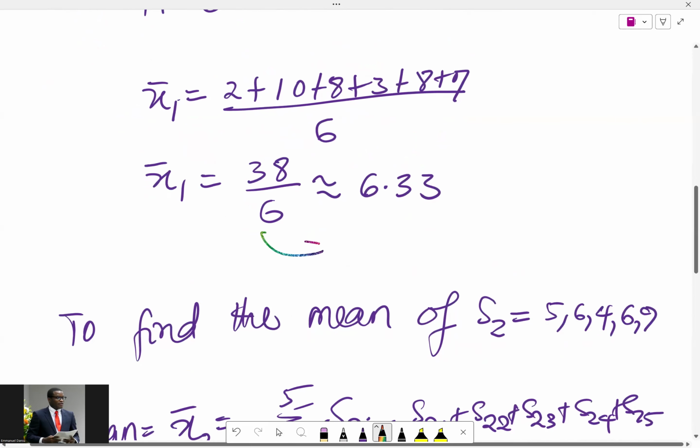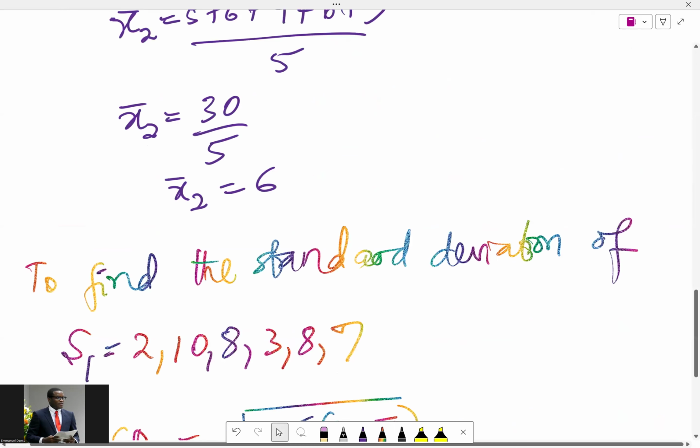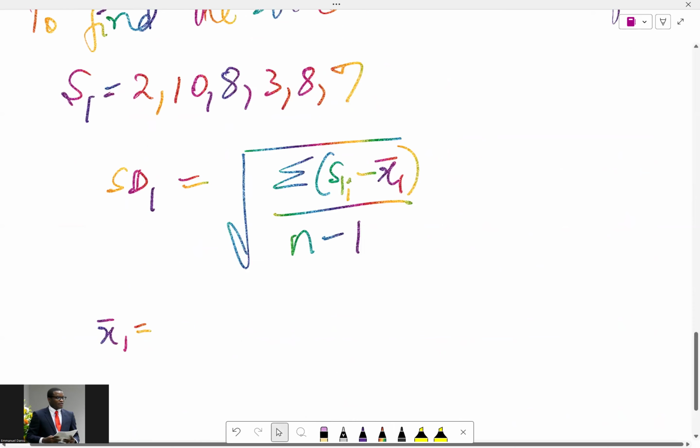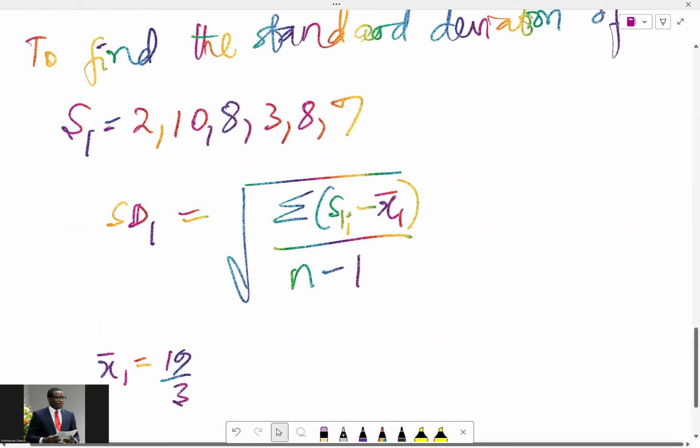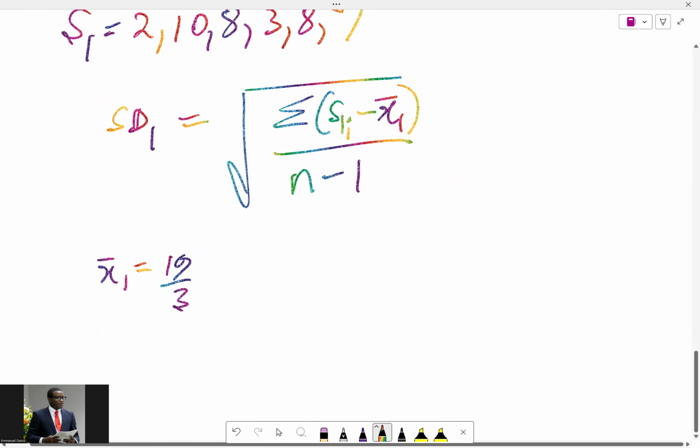What I mean is that I'm going to use X1 bar to be to the lowest common level. So 2 in 38 is 19, 2 in 6 is 3. So let me just use 19 over 3. So now X1 bar is 19 over 3. That's what I want to use here. And so that's 19 over 3 there.